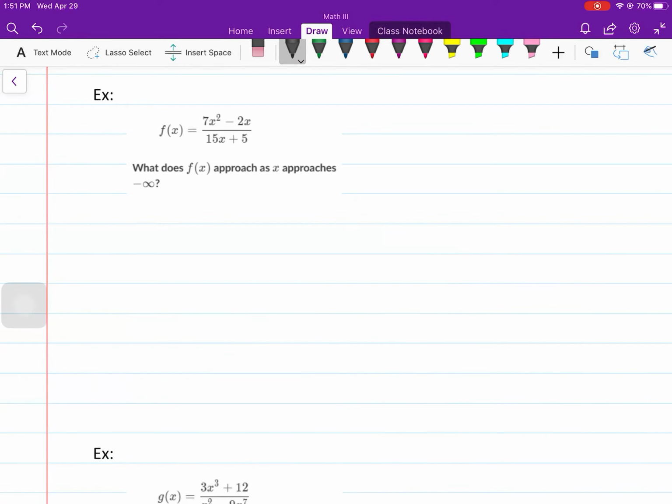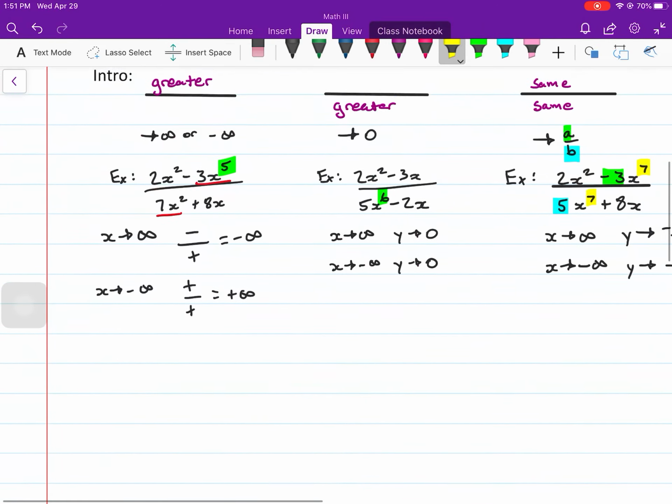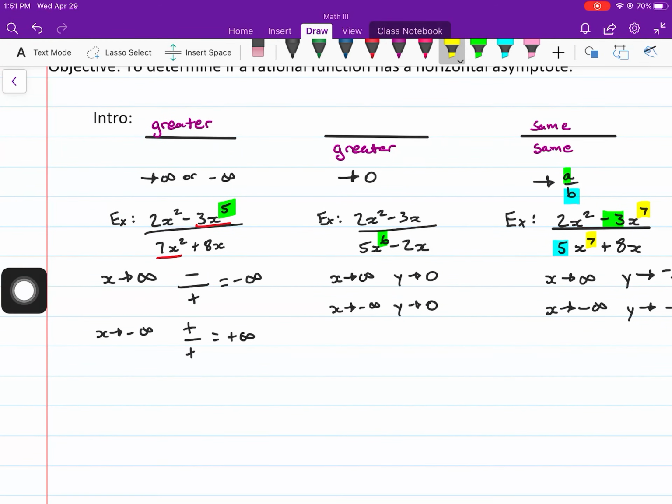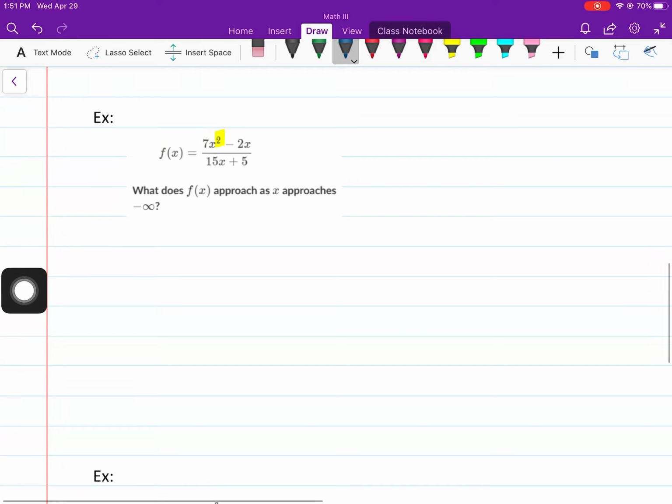Let's go ahead and work out some examples of this. So let's start with looking at the power. So what's the greatest power? Well, x squared. That's going to be our greatest power. Does it match on the bottom? No. So this is the case where the power is greater than the bottom. So we know that our function is going to go to either positive infinity or negative infinity.